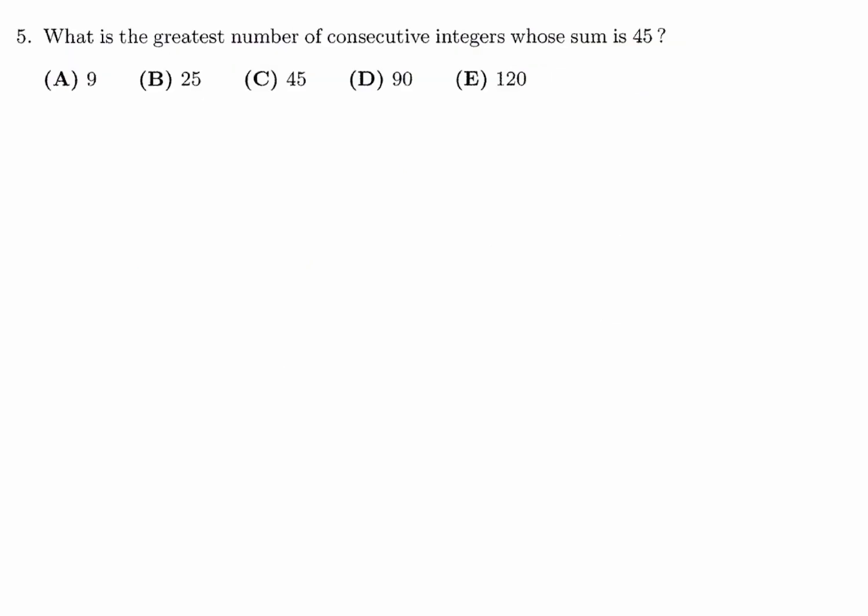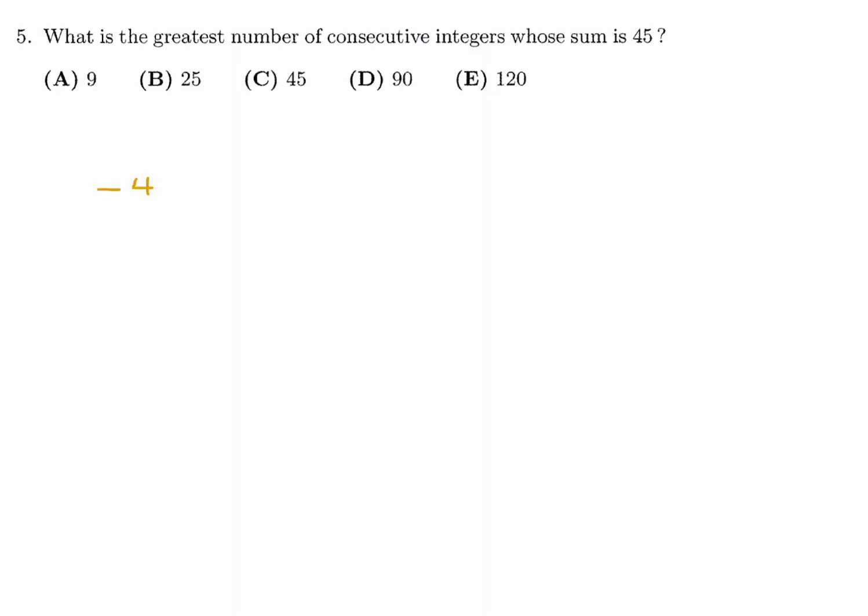What is the greatest number of consecutive integers whose sum is 45? When you look at the answer choices, it goes up to 120. So that makes you think, that's much more than I originally thought. And that's because you got to take into consideration negative integers.